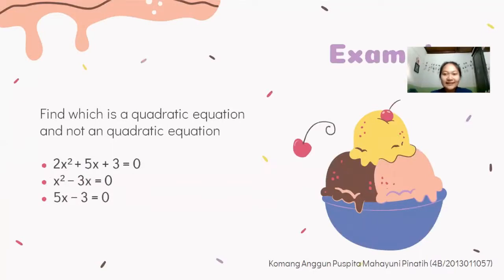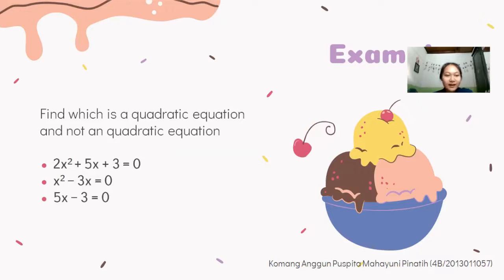Okay, I have three examples. Find which is a quadratic equation and which is not. The first example is 2x squared plus 5x plus 3 equals 0. This is a quadratic equation because the equation has a second degree of x, and a is 2, b is 5, and c is 3.